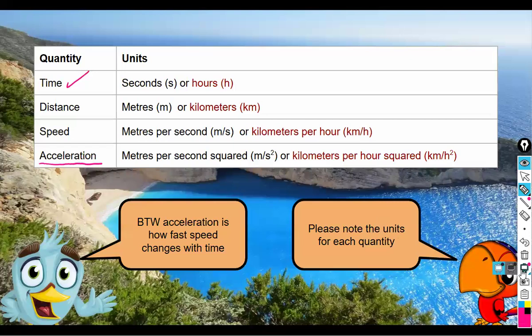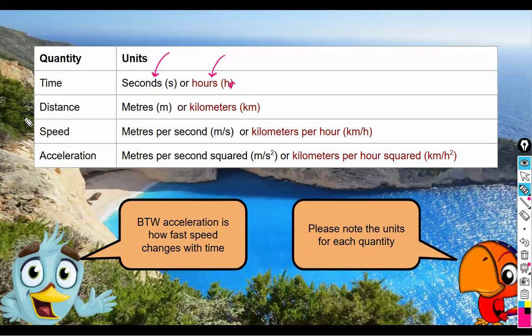Usually for CXC, they only care about 2 types of units when it comes to time. Your time will either be what? In seconds, or the time will be what? In hours, right? S is for seconds. Hours is supposed to be HR, right? I put H by mistake, but it's supposed to be HR.